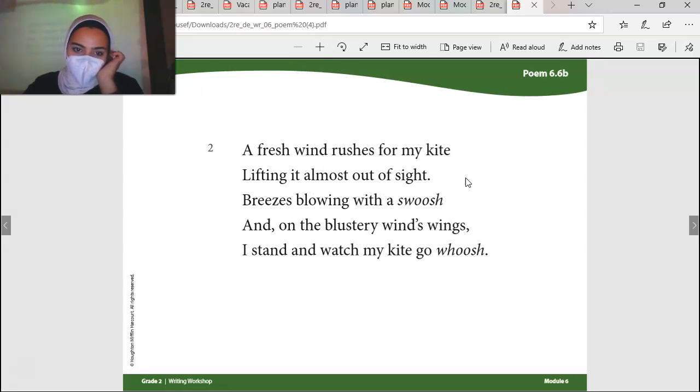Stanza 2. A fresh wind rushes for my kite, lifting it almost out of sight. Breezes blowing with a swoosh, and on the blustery wind's wings, I stand and watch my kite go whoosh.